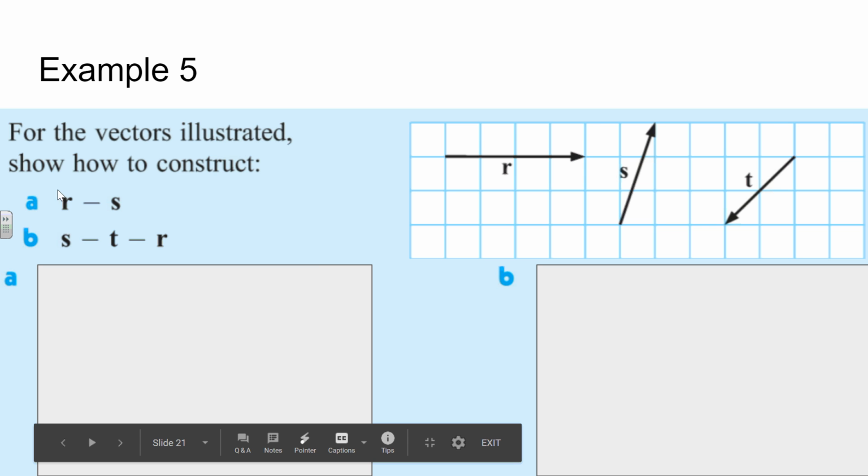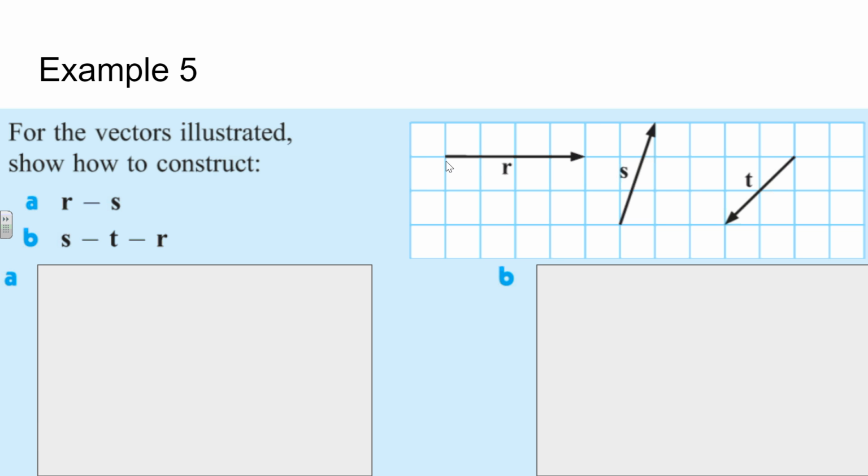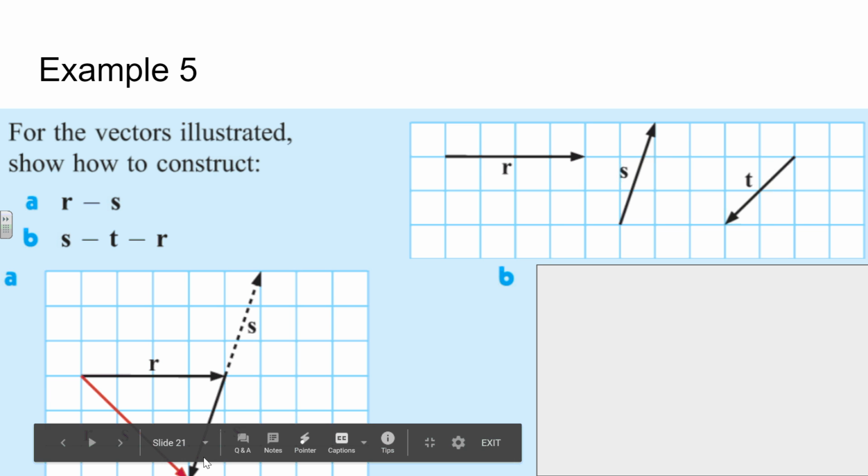So if I'm looking for a vector R minus S, I'm going to start with R, and then instead of S going up 3 and over 1, it's going to go down 3, left 1. So R minus S looks right here. Sorry, that pops up every time.